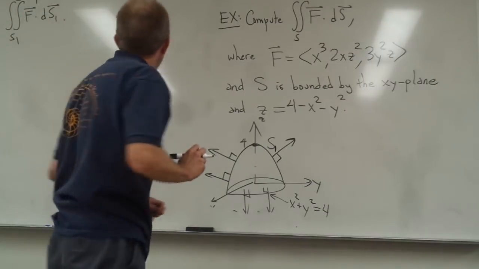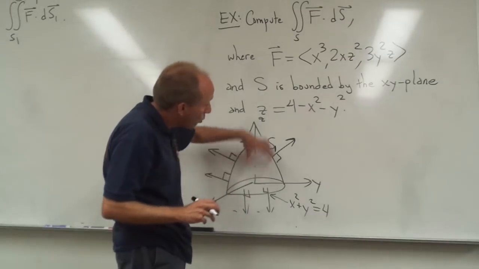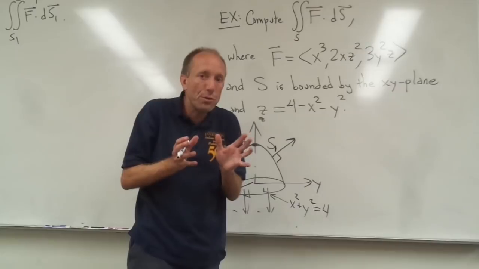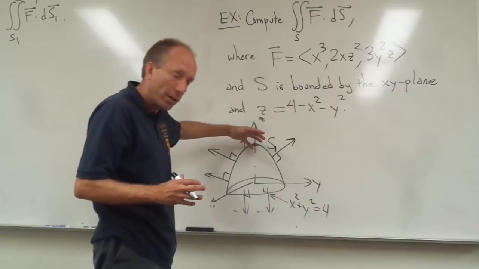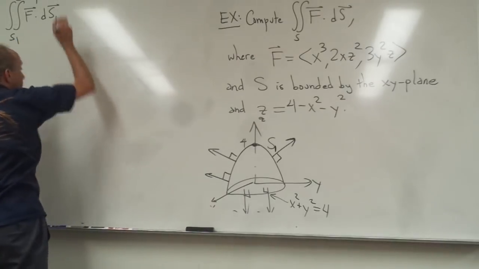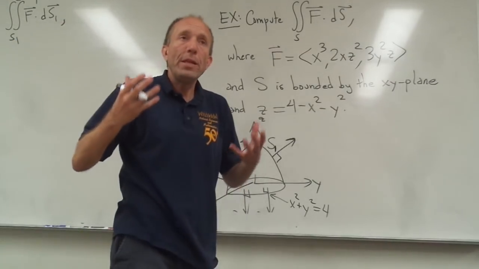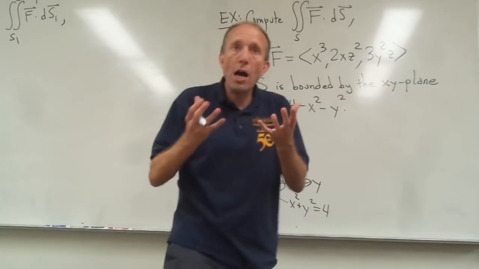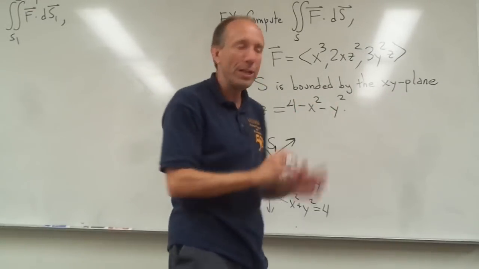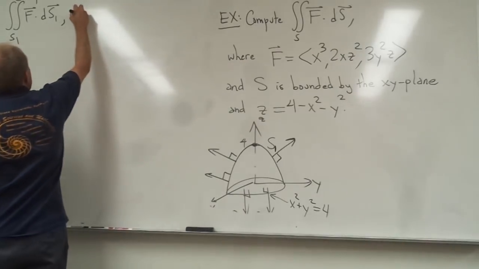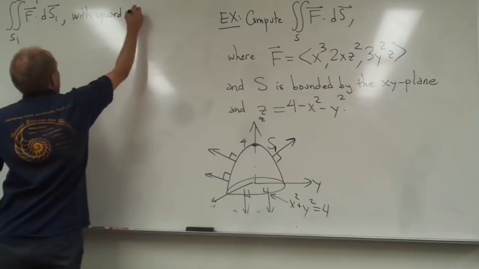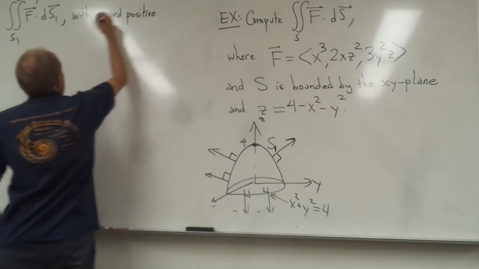Just that much. Now, if we're only looking at S1, then the surface is no longer closed, right? There's a top side to the surface, and there's a bottom side to the surface. So I am going to have to declare, in the case of a surface that's not closed, which side is the positive orientation. So let's just assume that this is with upward positive orientation. Okay?